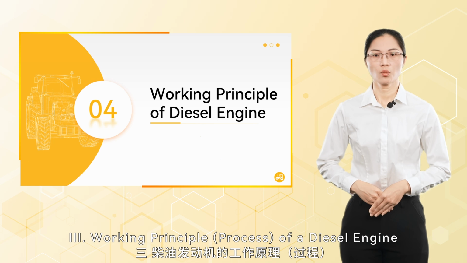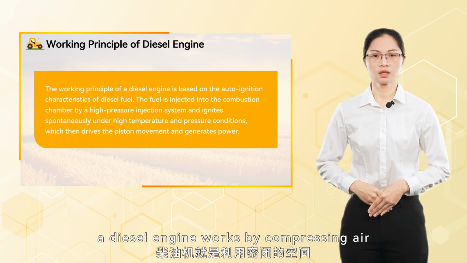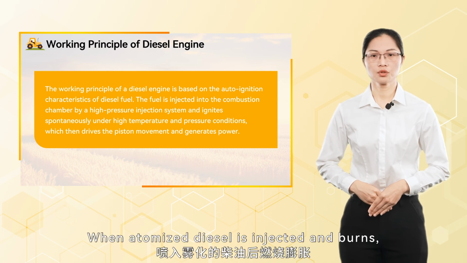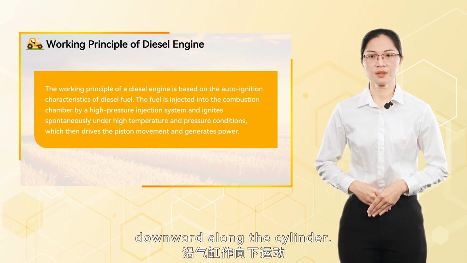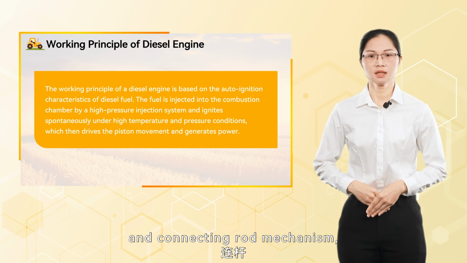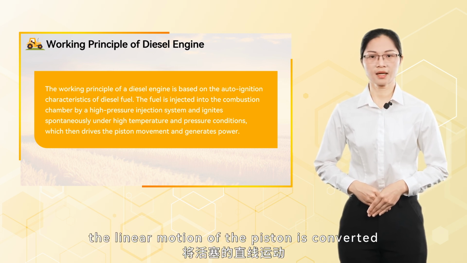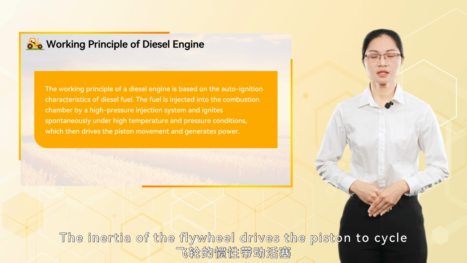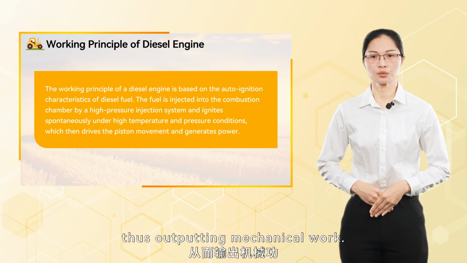3. Working principle and process of a diesel engine. Simply put, a diesel engine works by compressing air in a sealed space to generate high heat. When atomized diesel is injected and burns, it expands, pushing the piston downward along the cylinder. Through the crankshaft and connecting rod mechanism, which includes the piston pin, connecting rod, and crankshaft, the linear motion of the piston is converted into the rotary motion of the crankshaft. The inertia of the flywheel drives the piston to cycle through exhaust, intake, and compression movements, thus outputting mechanical work.